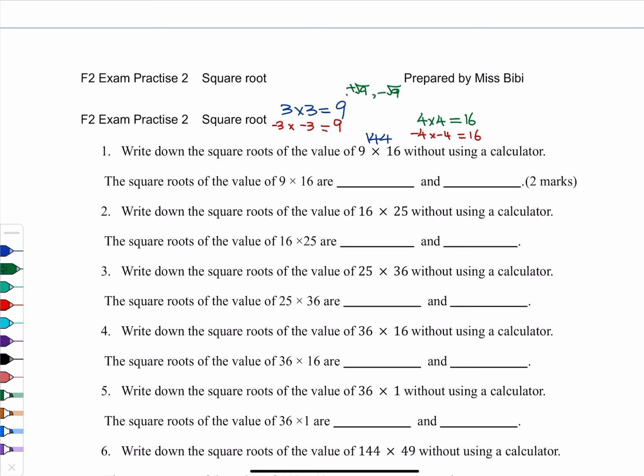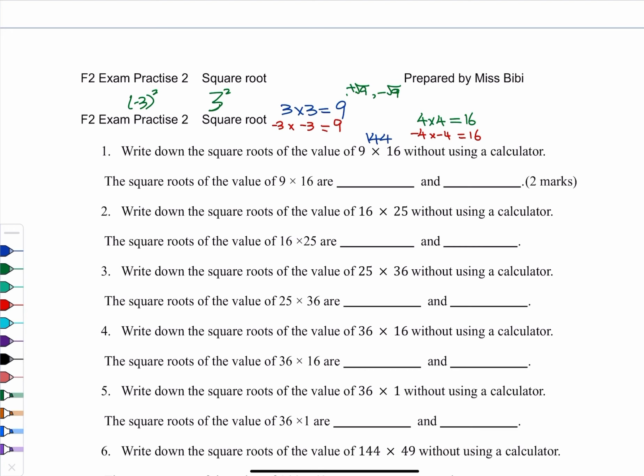Because of these squares, you can get 9. 3 times 3 means 3 squared. And then -3 squared. Both have the same meaning. You will still get 9 like that. And the same goes here. You can do it separately, like 3 times 4, you get 12. And then -3 times 4, you also get -12. But of course, there are so many.